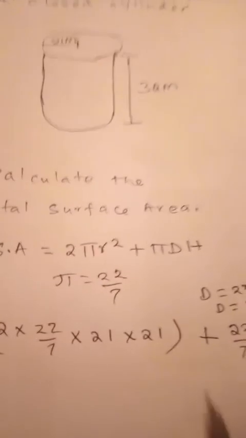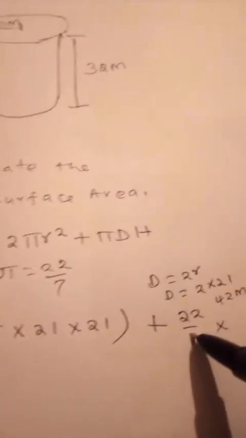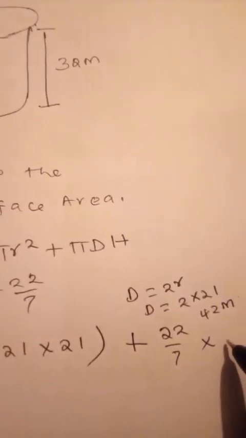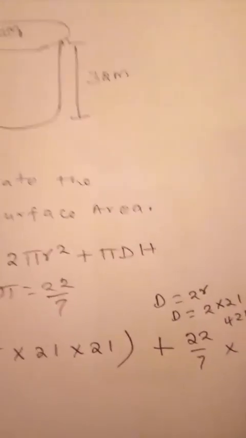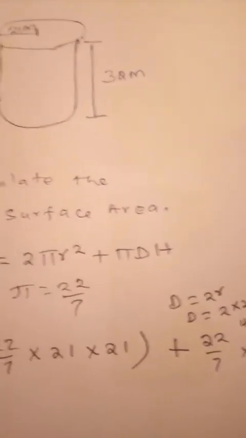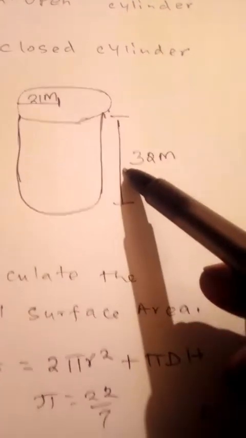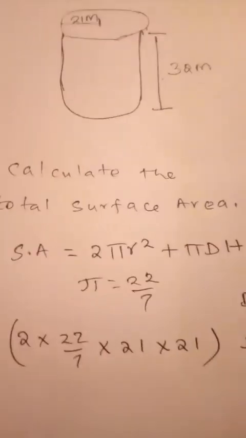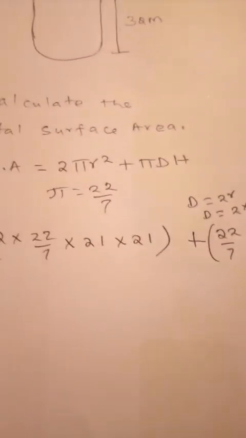So we use it here. It is pi dh, so pi is 22/7 times d, which is the diameter, 42, times the height. Our height is 32 meters. We close and open the brackets, as we have shown there. Now let's remove the brackets.